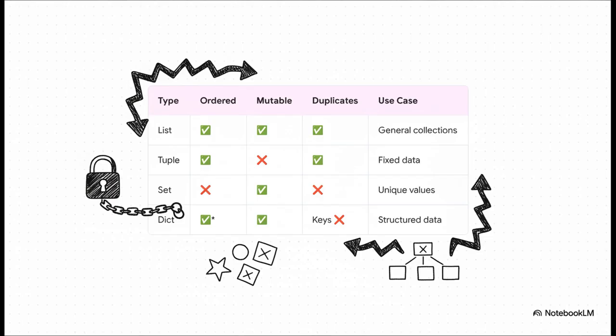So if you just need a general, all-purpose, flexible container, you're going to grab a list. If you have data that absolutely must not change, like a configuration setting, you lock it down with a tuple. Need to guarantee every item is unique? Or check if something exists in a huge collection super fast? That is a job for a set. And for any kind of structured data that needs labels, the dictionary is your absolute best friend.